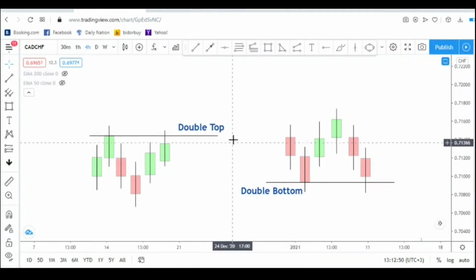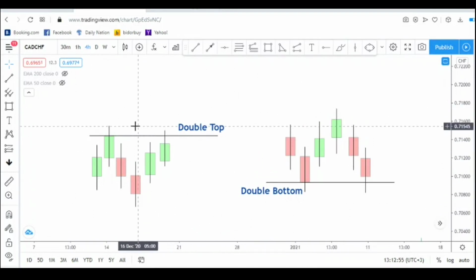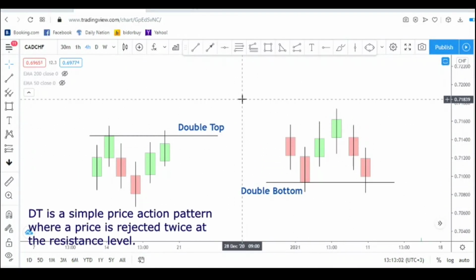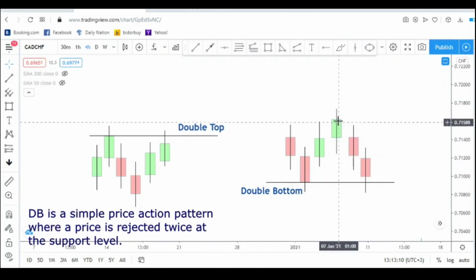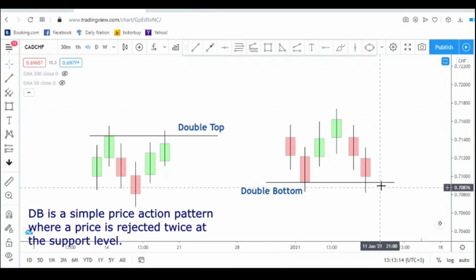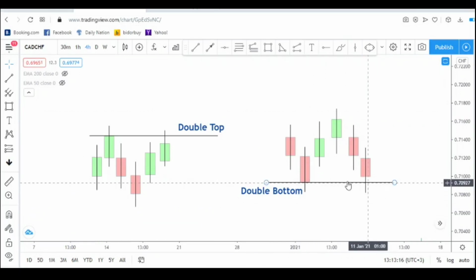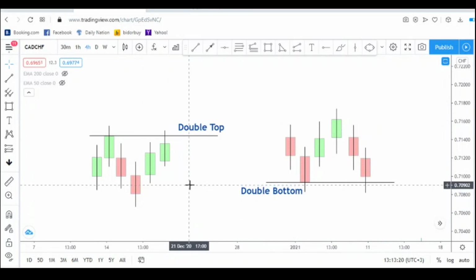As you can see, the candles that have been drawn on the blank chart, the first one you see here is the double top. Double top is a simple price action pattern where a price is rejected twice at the resistance level, and the double bottom is a simple price action pattern where a price is rejected twice at the support level. Let's talk about this double top and the rules for these double tops and double bottoms.